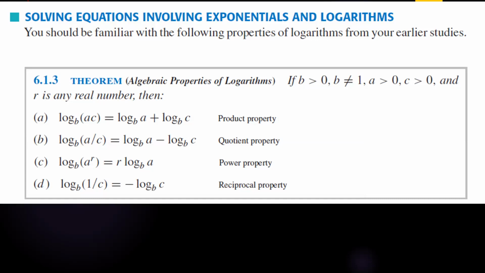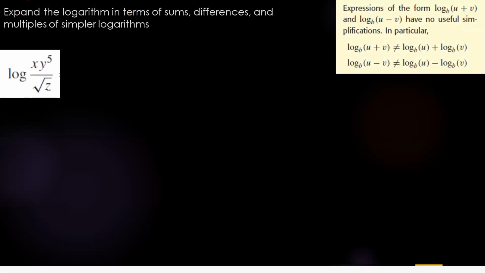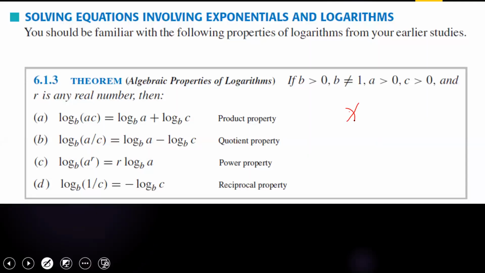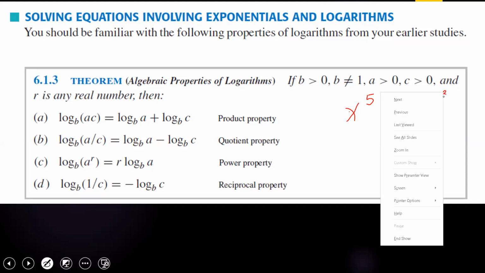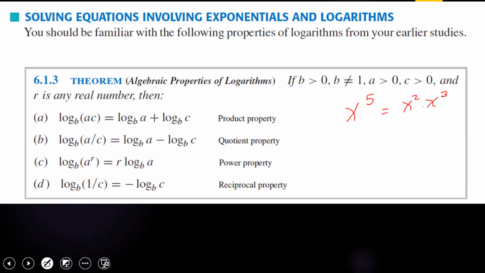Remember, if we have x to the power 5, we said that it is x squared times x to the power 3, because we have the same base, so we add the exponents. Here we have something different. With the logarithm, if we have a times c, it is logarithm a plus logarithm c.